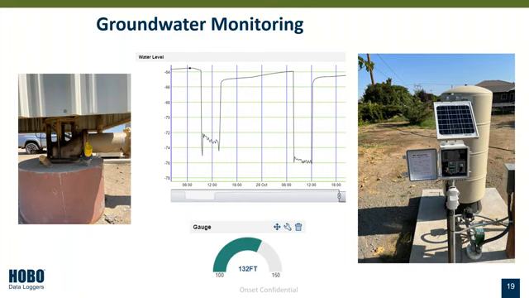So this gives you a couple of really good data points. How deep is your water? What are the fluctuations like throughout the year? Because in the wintertime, before irrigation systems or cycles start, it's going to be at one depth. And then at the end of the season, it's going to be at another depth. So you're able to see that through our groundwater monitoring.